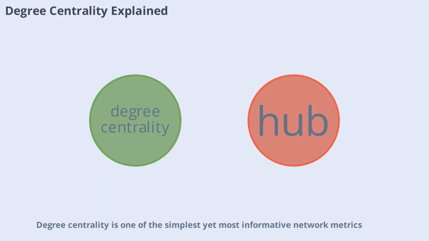Degree centrality is one of the simplest yet most informative network metrics. It counts the number of direct connections a node has. In biological networks, nodes with high degree centrality may represent hub genes or proteins that are critical for network stability. Identifying these hubs can highlight potential targets for therapeutic intervention or further study. Degree centrality is easy to calculate and provides a quick overview of network structure.